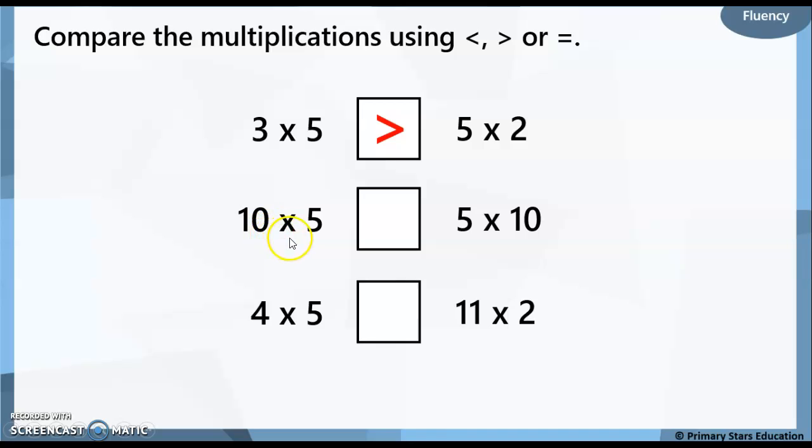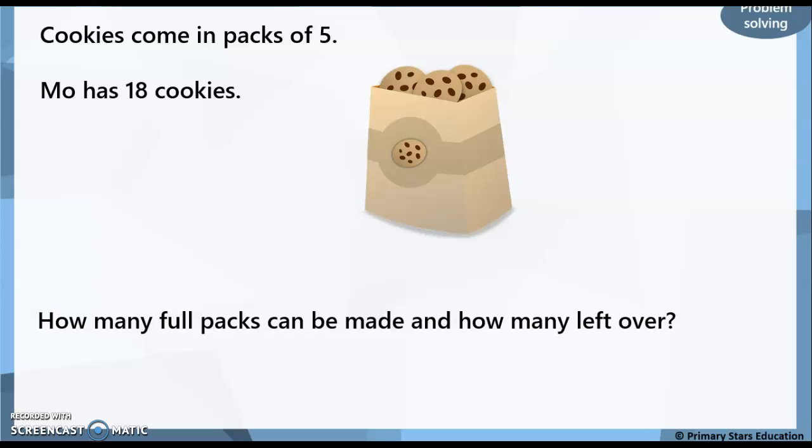10 times 5, 5 times 10. Now, remember with multiplication, if we just swap those numbers round, they're exactly the same, so it will be equal to. 4 times 5: 5, 10, 15, 20. 11 times 2: 2, 4, 6, 8, 10, 12, 14, 16, 18, 20, 22. So this is a large number, and remember the crocodile, if it was a mouth, would eat the biggest or largest number.